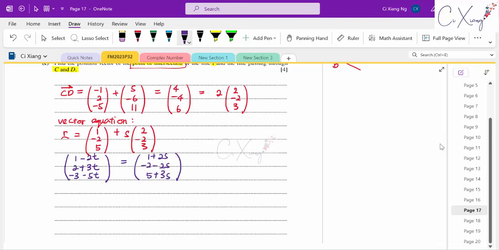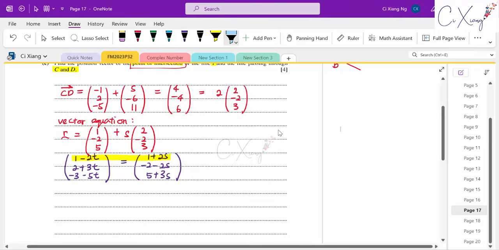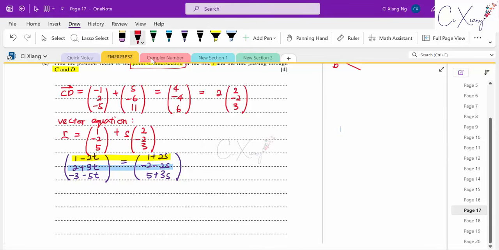Now I can pick any two of the equations. You can pick this one as the first equation, and the other one as the second equation, and we try to solve them simultaneously. Since we only have t and s, two unknowns only, we only need two equations to solve that and get the values for t and s. So this is the first equation. And the second equation is 2 + 3t = -2 - 2s. I treat this as the second equation.